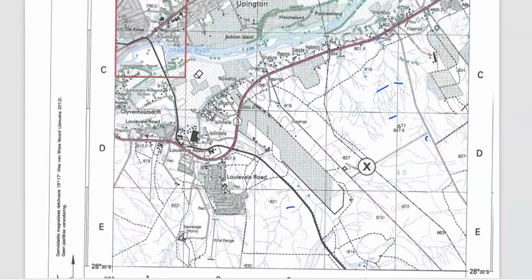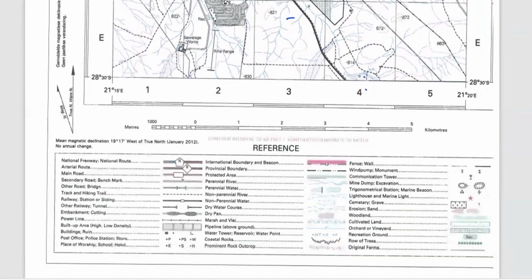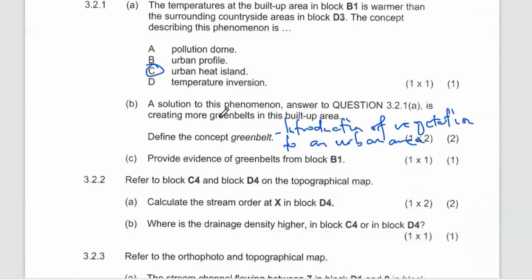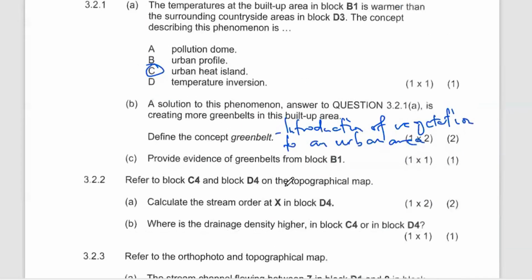So you check for features like a woodland, a row of trees, or a recreational ground in the area; that constitutes part of the evidence of introduction of green belts. Right, then we go to the next question, number 3.22. It says, refer to block C4 and block D4 on the topographic map. Calculate the stream order at X in block D4.